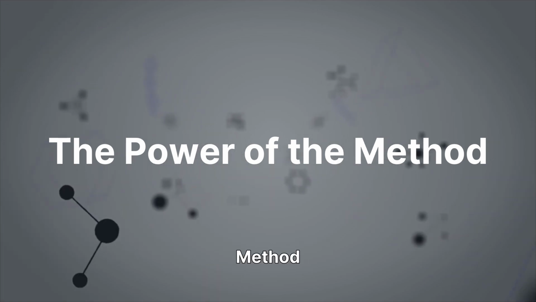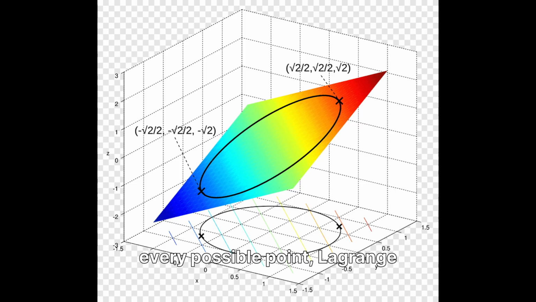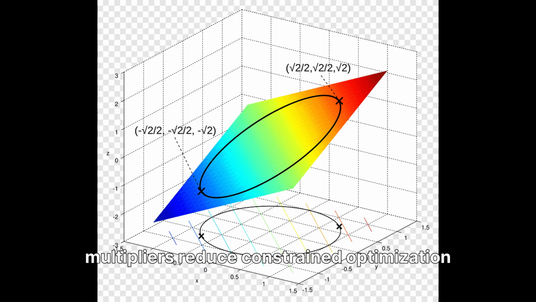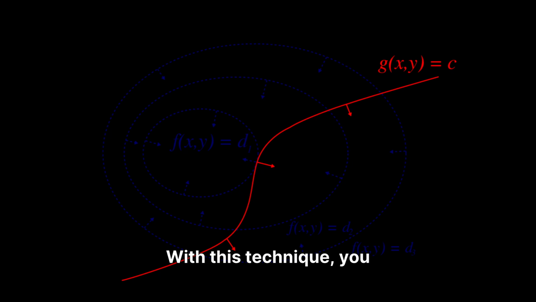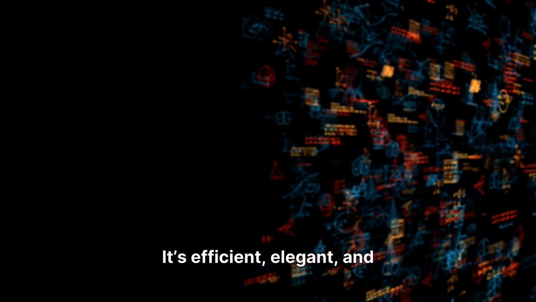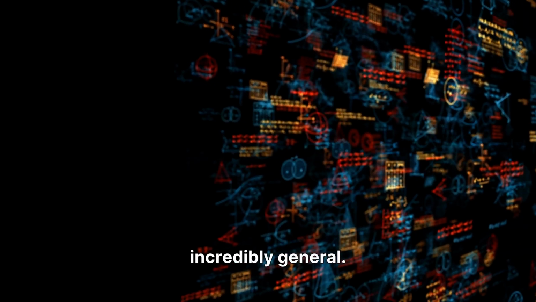The power of the method. Instead of searching through every possible point, Lagrange multipliers reduce constrained optimization to a smaller, manageable system. With this technique, you find the best value under a constraint by solving where two gradients align. It's efficient, elegant, and incredibly general.